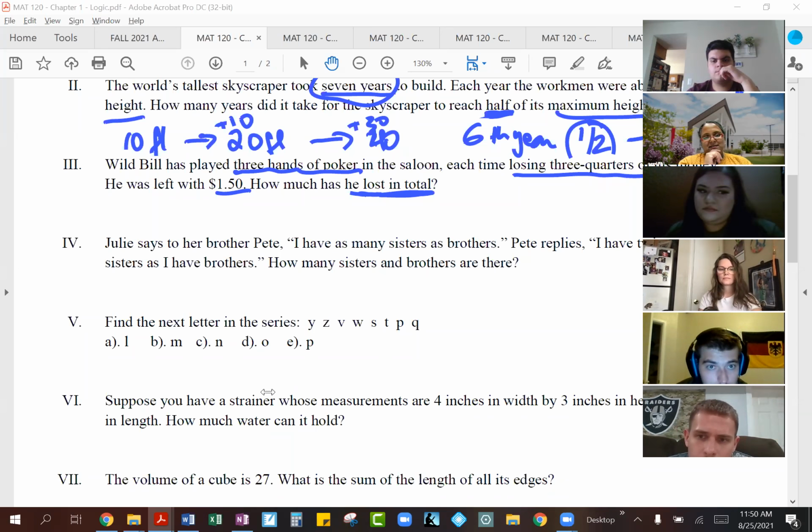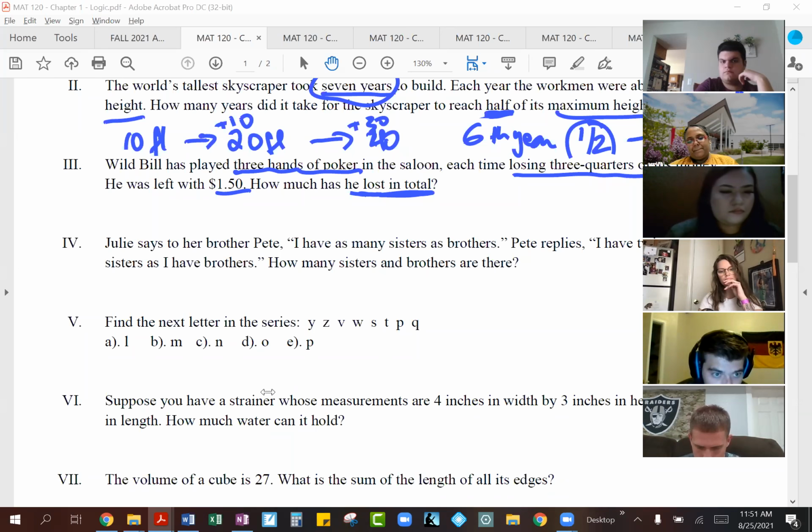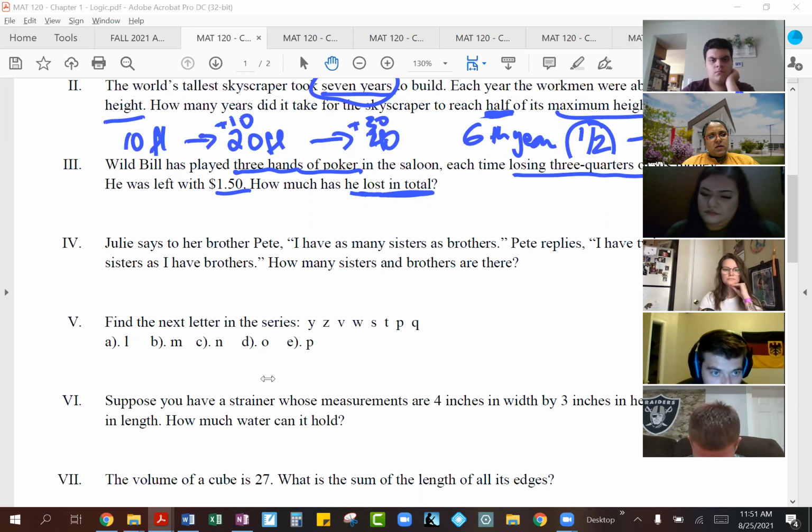$1.55. So I took 3/4 literally. So if he played 3 hands of poker, what I did was put 0.75 cents, and then added it to the $1.50 for 3 rounds, and then subtracted 150 from that. And that's how I got that. But like I said, I'm terrible at math.